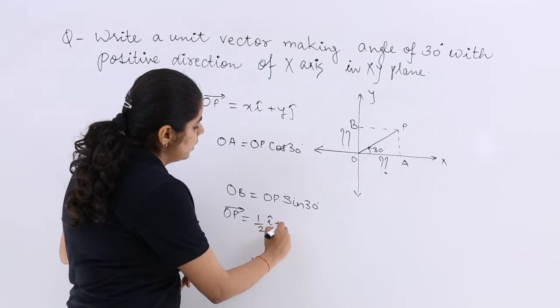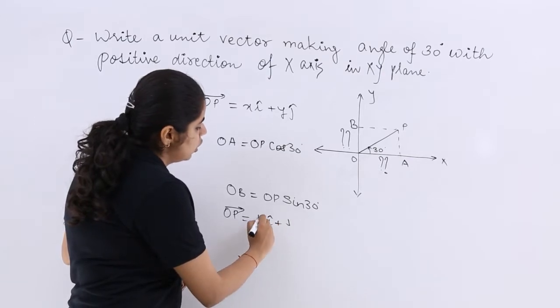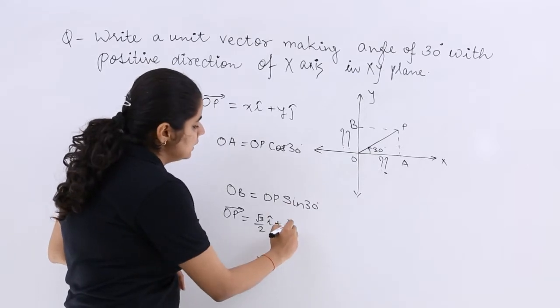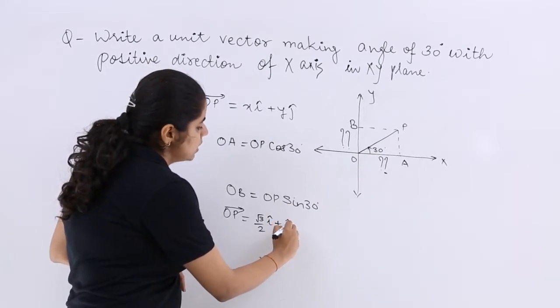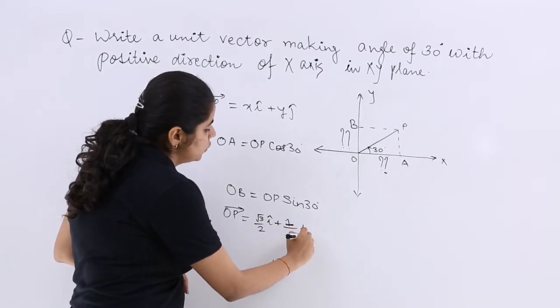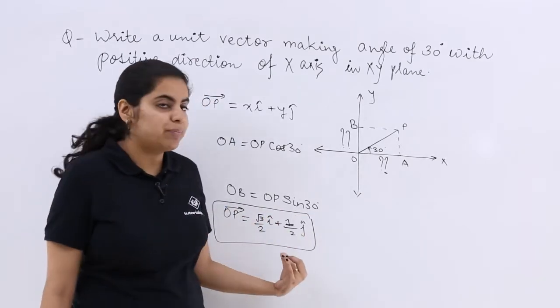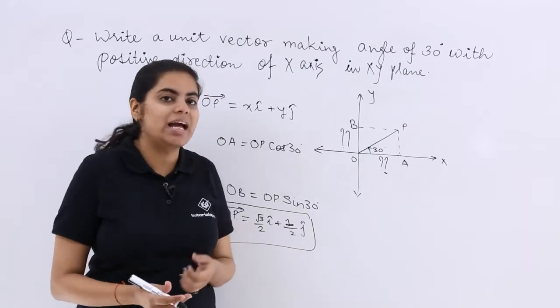Cos 30 is root 3 by 2. I am so sorry for that. And sin 30 is 1 by 2. So, it is 1 by 2 here, j cap. So, the answer is root 3 i cap upon 2 plus j cap upon 2.